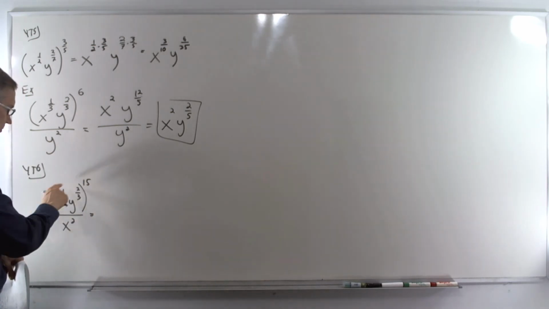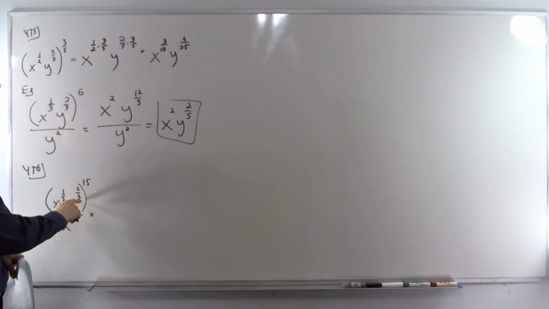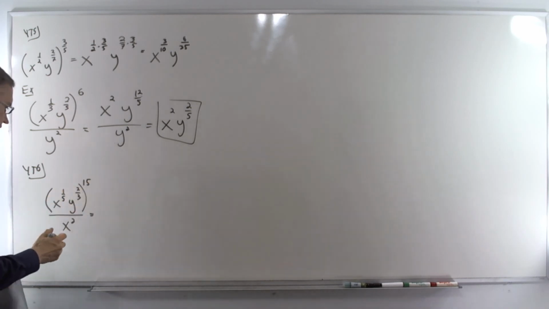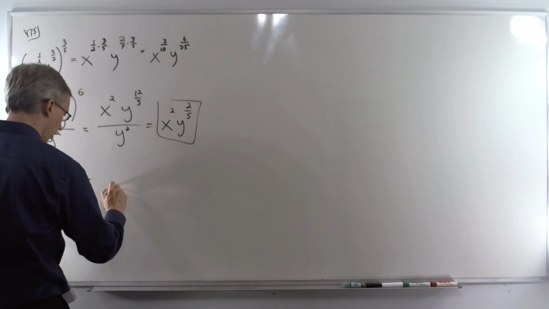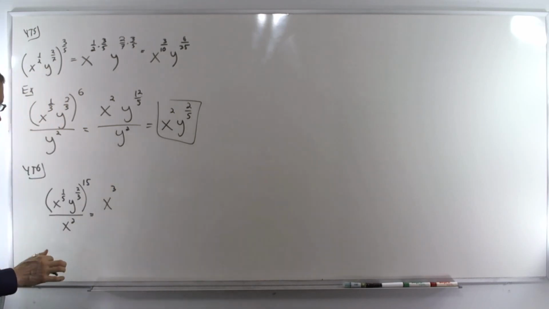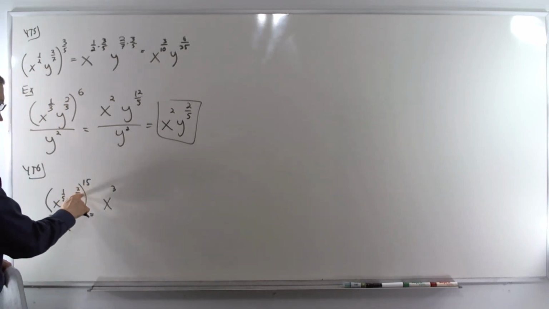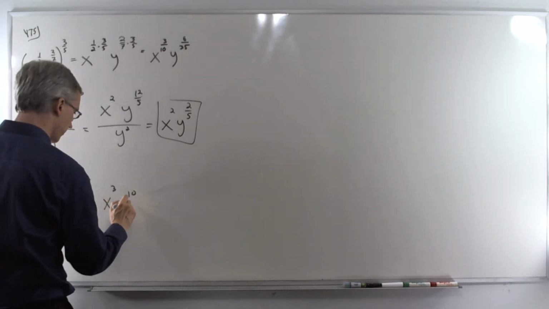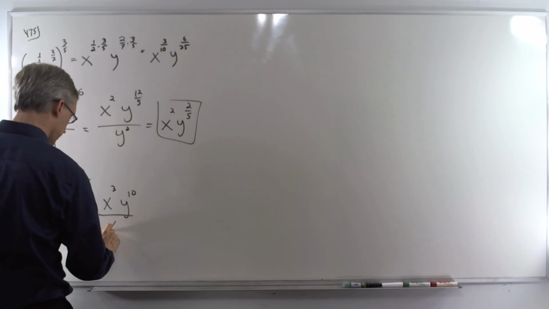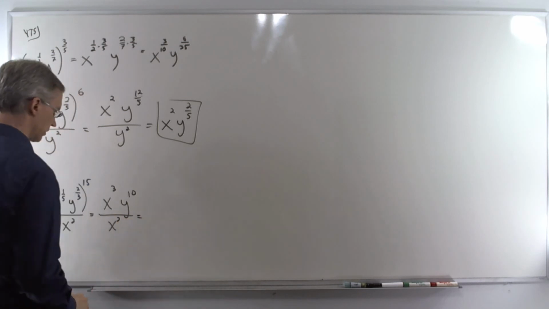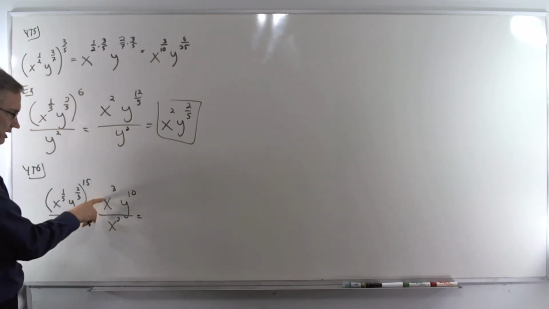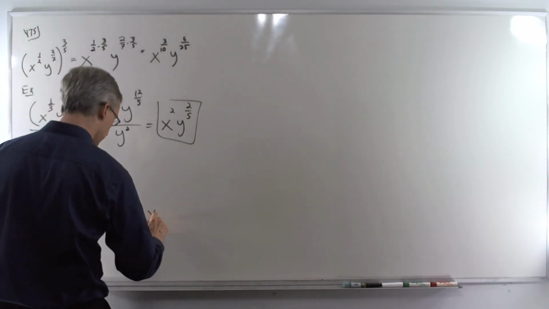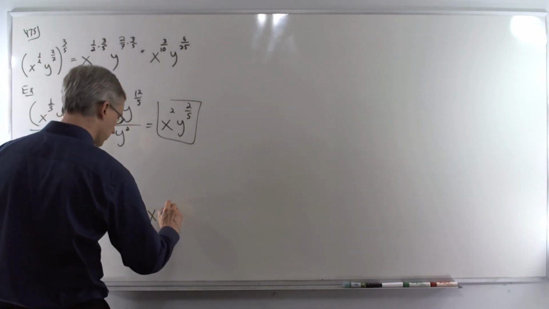Start off by applying the exponent to both bases inside the parentheses. We'll do 1/5 times 15. 15 divided by 5 is 3, so that is x to the 3rd power. And then over here, we've got 2/3 of 15, which is 10. So that's y to the 10th power over x squared. All right, now we've got matching x bases here, so we'll subtract those exponents. 3 minus 2 is 1, so that gives us x, and then y to the 10th.